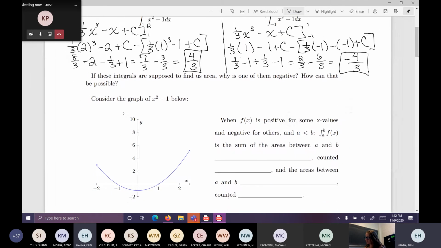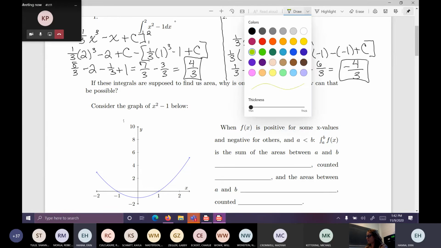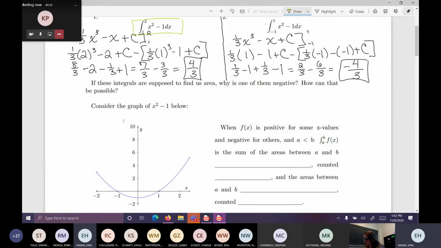I'll try to keep those integrals up there. Let's look at what these integrals kind of look like based off of the function. So here's our function x squared minus 1. It's graphed right there for us. So if we think about what these are actually finding, if we look at the first one, that's going from 1 to 2. So that's essentially finding this area in here. And then if we take the second integral that we were finding from -1 to 1, that's finding all of the area in here.